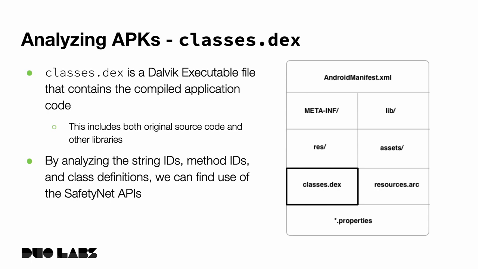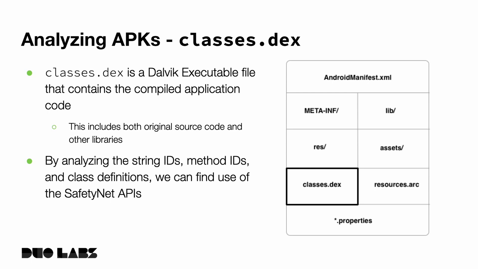Again, that particular check is pretty easy. It follows the same format of unzipping the APK, looking for the presence of this file, and examining the XML to find these particular API keys and their existence. The last check in this initial approach is a little bit more intensive, and this is the classes.dex file.